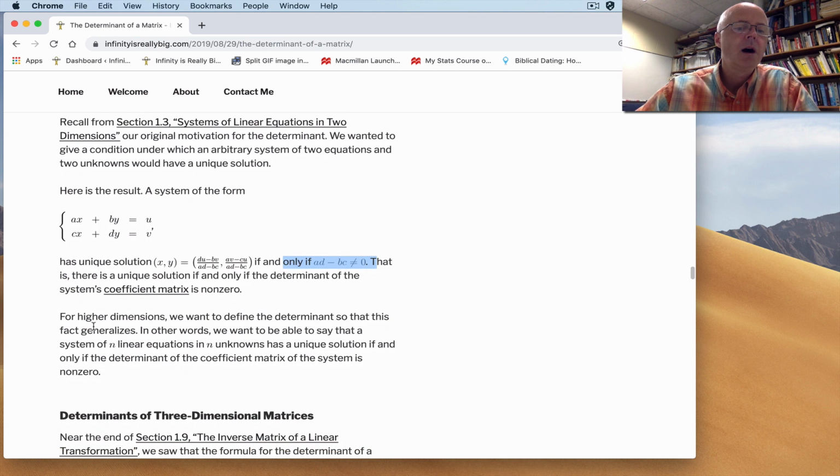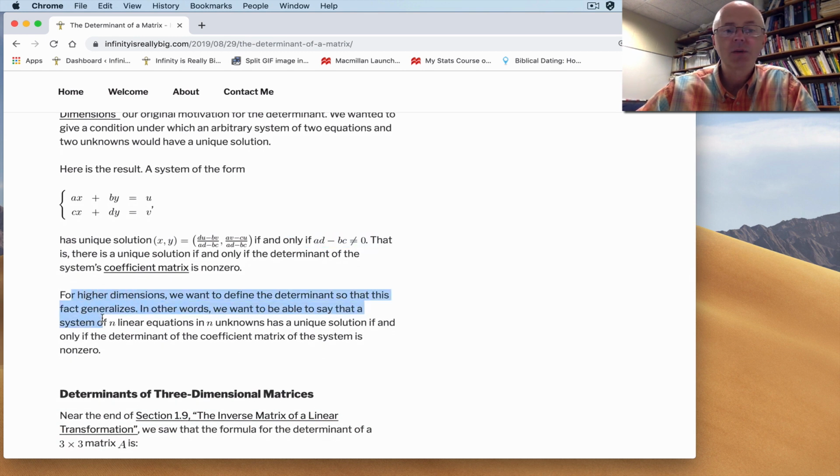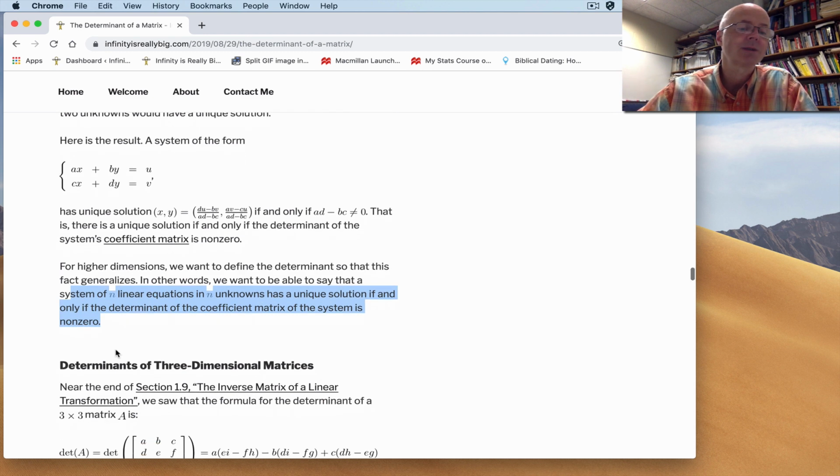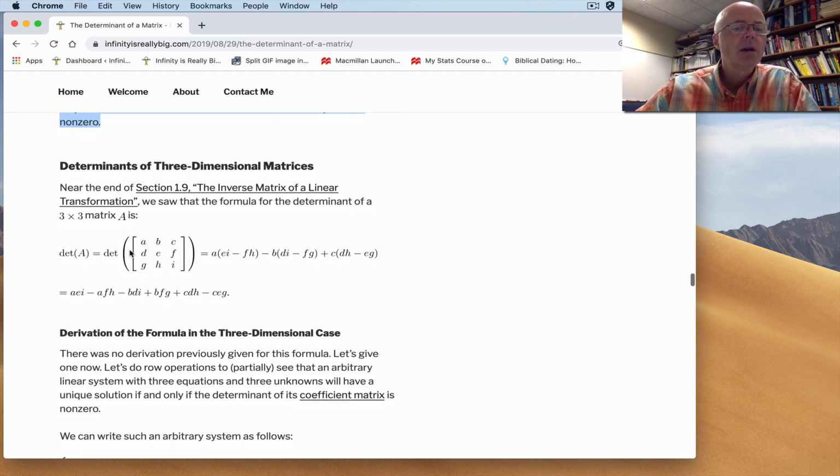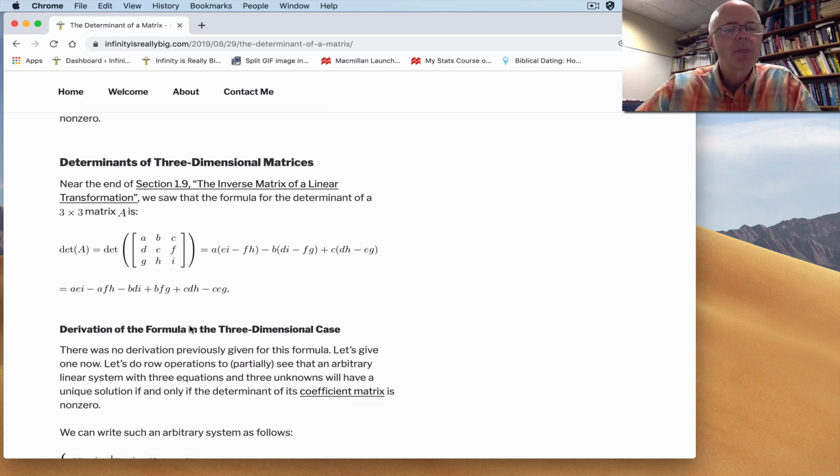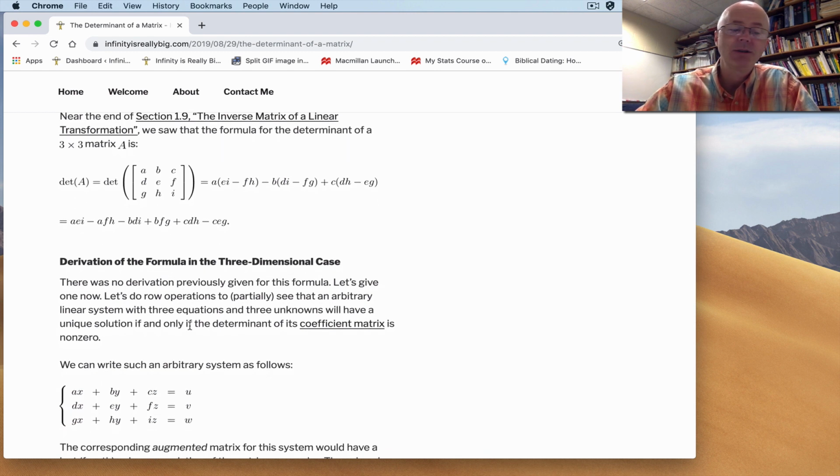Okay. For higher dimensions, we want to define the determinant so that that fact generalizes. In other words, we want to still be able to say that for a system of n linear equations and n unknowns, it's got a unique solution if and only if the determinant of the coefficient matrix is non-zero. Here is the formula for a 3x3 matrix, and what I'm about to do is show you where this formula comes from, in a sense, by doing row operations on the coefficient matrix and thinking about when we would not have a unique solution. This is not a complete proof, but it's just a derivation.